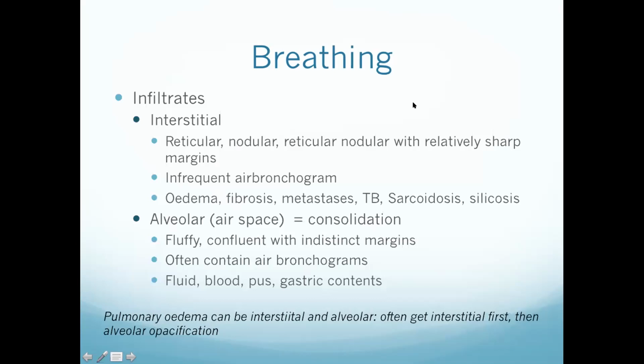So it goes into two main categories. So you have the interstitial infiltrates, which can either be reticular, nodular or reticulonodular, which I'll come on to. These have relatively sharp, well-defined margins. You won't see air bronchograms. So things like pulmonary edema, fibrosis, metastases, TB, sarcoidosis.